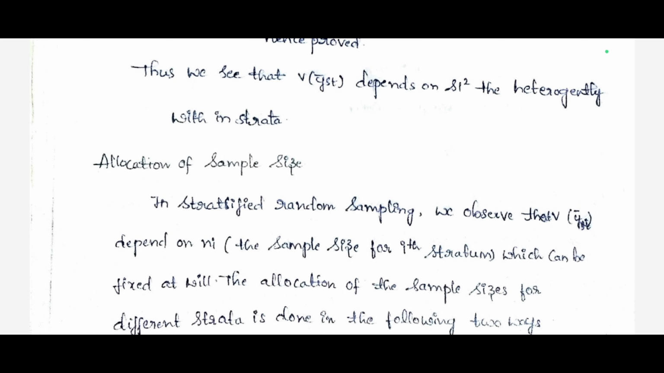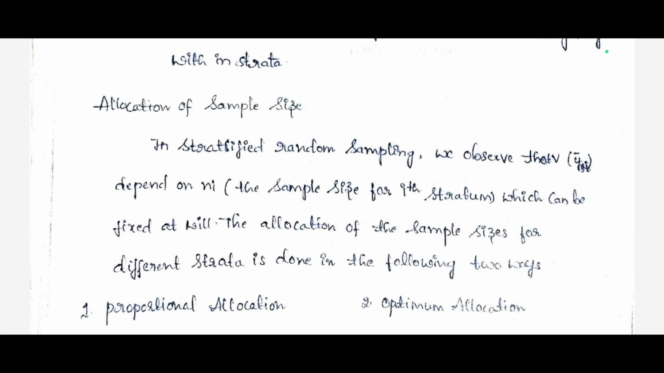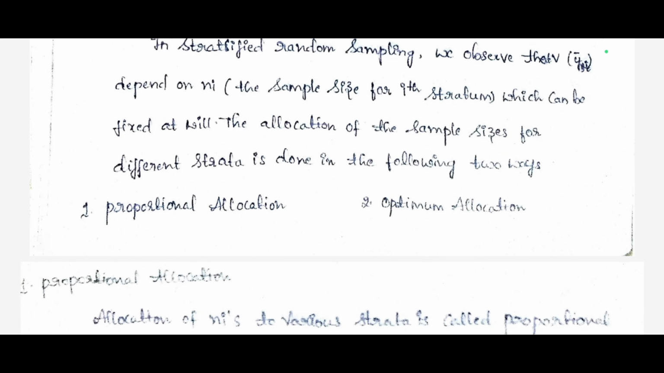Next, coming to another topic, that is allocation of sample size. Here in stratified random sampling, these are all very important terminologies. Allocation of sample size: in stratified random sampling, we observe that the variance of y bar of ST depends on ni, the sample size for the ith stratum, which can be fixed at will. The allocation of the sample sizes for different strata is done in the following two ways. First one, proportional allocation, and second, optimal allocation.